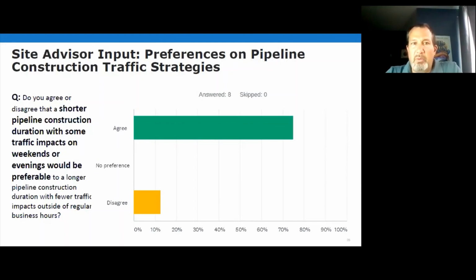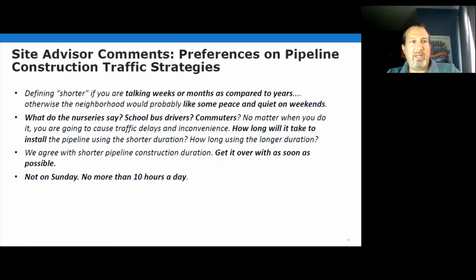We talked a lot about traffic impacts, so I think we can move on. I think we've got a pretty good idea where people stand on that. We can go to the next slide. We're going to be continuing to talk to people about nursery impacts and school bus drivers, commuters, emergency vehicle response, where they go.